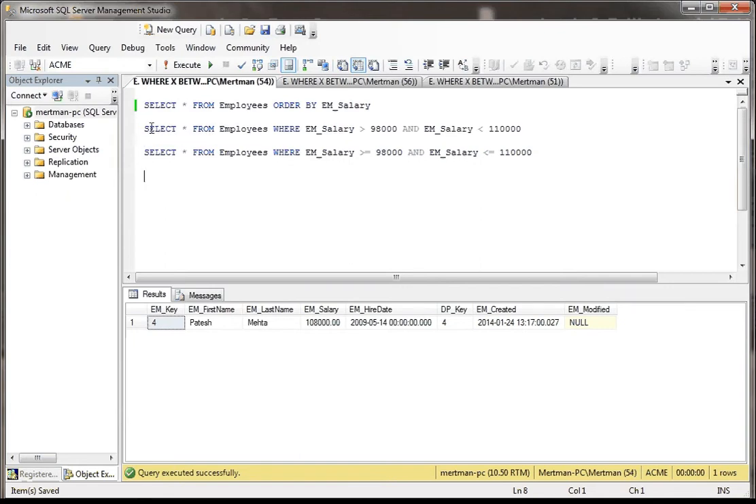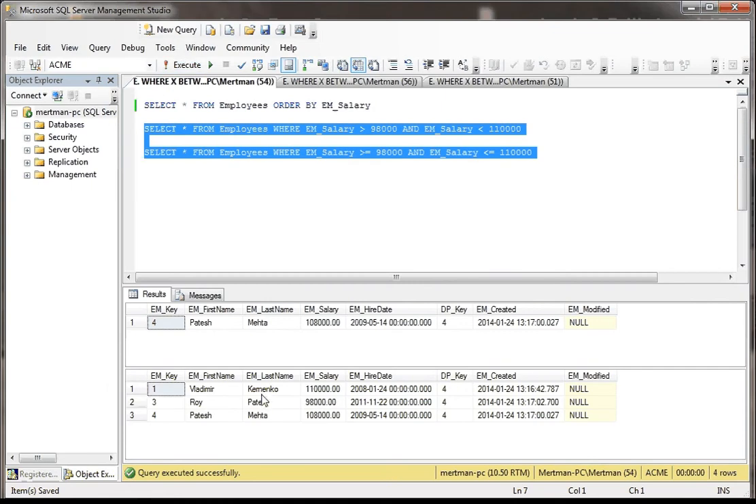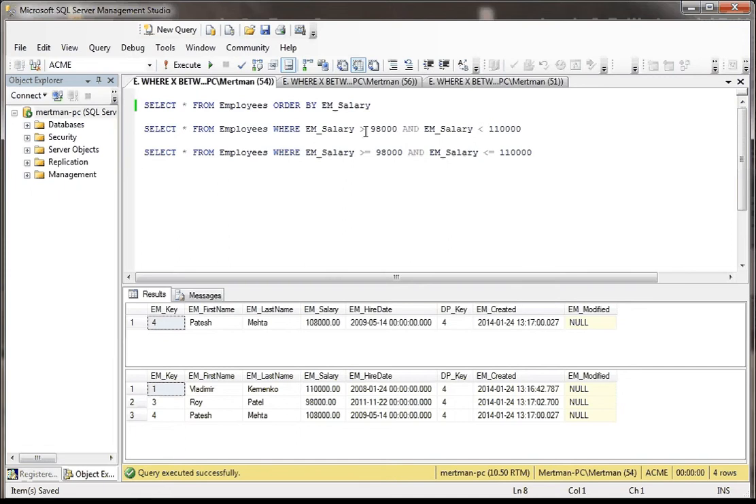The difference between this query and this query, let's just run them both. Notice how we had 3 rows here and only 1 row here. What's the difference? Well, here we picked up 108,000, but here we also picked up the 110 and the 98. Why? And I didn't order these, if that's confusing. Sorry. But the reason why is here, we're saying where the EM salary is greater than 98, but here we're saying where it's greater than or equal to 98.